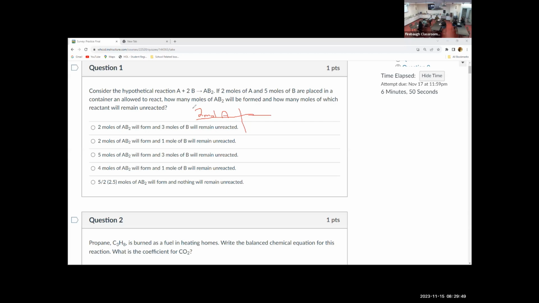So they're telling us right here, we're starting off with 2A. So then we know that that's a 1-to-1 ratio. So for every 1 mole of A, I can get 1 mole of AB2. Is that true? Right? So then I know that I can make 2 moles of AB2.